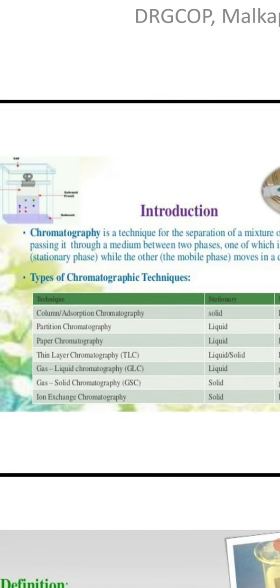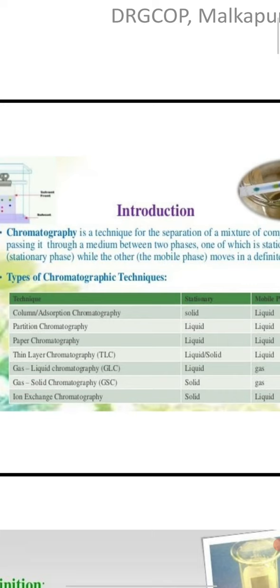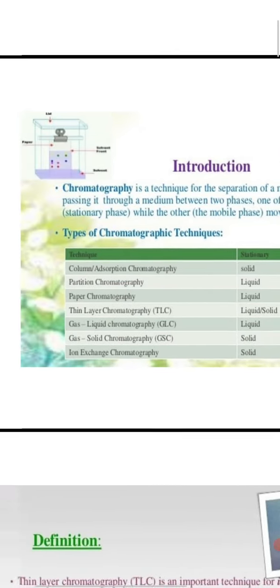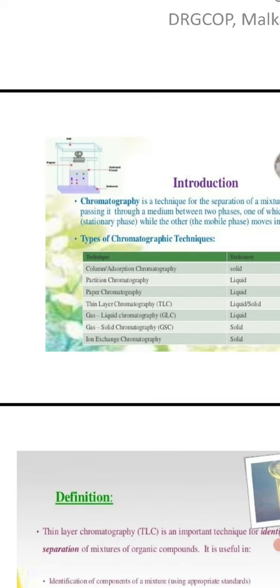Then next one is the gas liquid chromatography, that is GLC, in which the stationary phase is in liquid form and the mobile phase is in gaseous form. Next one is the gas solid chromatography, with a solid stationary phase and gas as the mobile phase. And the last one is the ion exchange chromatography, in which the stationary phase is in solid form and the mobile phase is in liquid form. So these are some types of the chromatographic techniques.